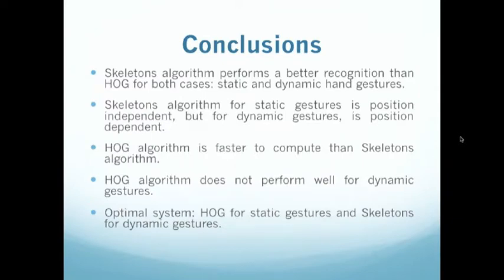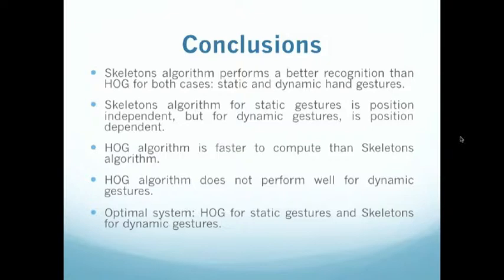And now let's wrap it up with the conclusions. We can see that the skeleton's algorithm performs better recognition than HOG for both cases, static and dynamic hand gestures. Just as what we saw in the graphics and the live demos, it is better. Also, the skeleton's algorithm for static gestures is position independent, but for dynamic gestures it is position dependent, which makes a lot of sense. We talked about this earlier. For dynamic gestures, it is vital to know where the sign was performed.